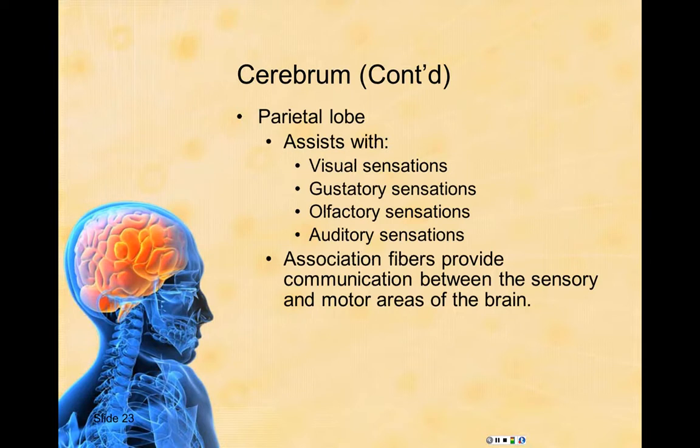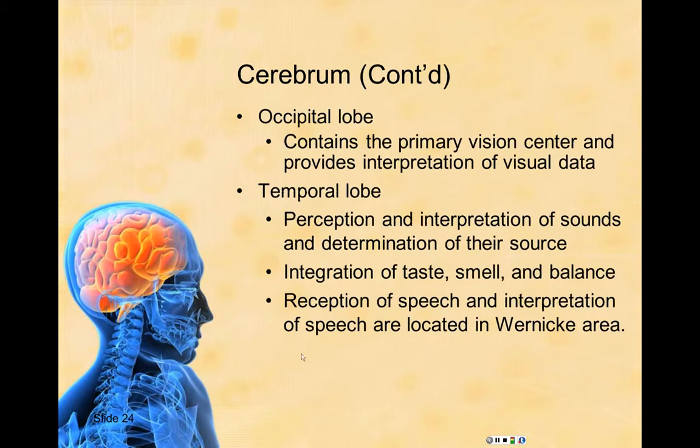It also assists with visual sensations, sense of smell, hearing, and the communication between sensory and motor areas of the brain. The occipital lobe contains the primary vision center and provides interpretation of visual data. The temporal lobe is the area where perception and interpretation of sounds and integration of taste, smell, and balance occurs. Also, speech and interpretation of speech are located in the Wernicke area of the temporal lobe. So to keep that in mind.